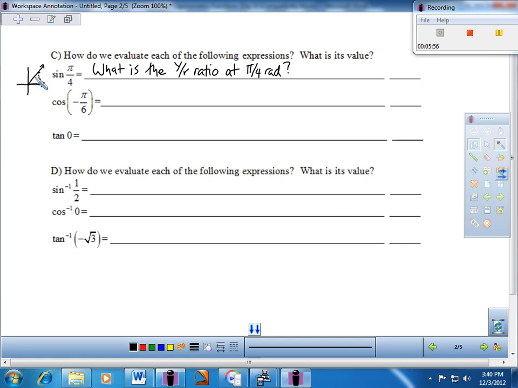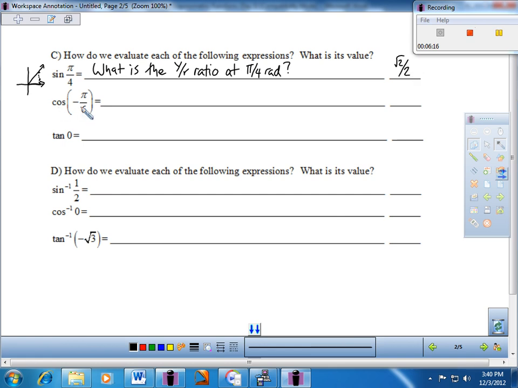And what we determined through a variety of representations is that the y to r ratio at pi over 4 is exactly square root of 2 over 2. And so that's your answer. So I'm hoping the angle measurement makes sense, again, in radians. And then the sine ratio would be the y to r ratio, the vertical over the direct. Okay, perfect. Again, hopefully you're with me on this and it's starting to click for you. Let's go into the next piece.